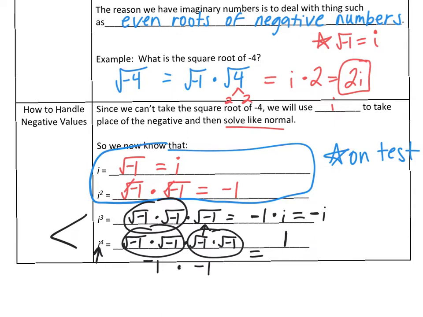What we're then going to find out is that these 4 values just make a pattern. When I have i to the 5th, well, I know that that's the same thing as i to the 4th times i, right? What was i to the 4th? It was just 1, and what's i? Square root of negative 1, or we can just leave it as i.